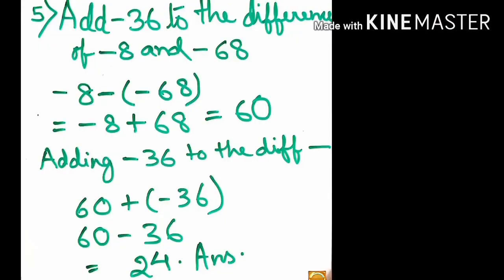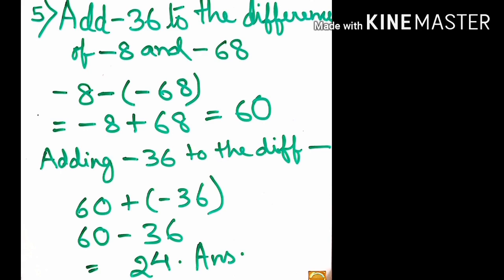Next is question number 5. Add minus 36 to the difference of minus 8 and 68. So for minus 8 and 68, we have to calculate the difference. Minus 8 minus 68, minus into minus is plus. So minus 8 plus 68 is 60. And adding minus 36 to the difference, 60 plus minus 36 is equal to 60 minus 36. Plus into minus is minus.